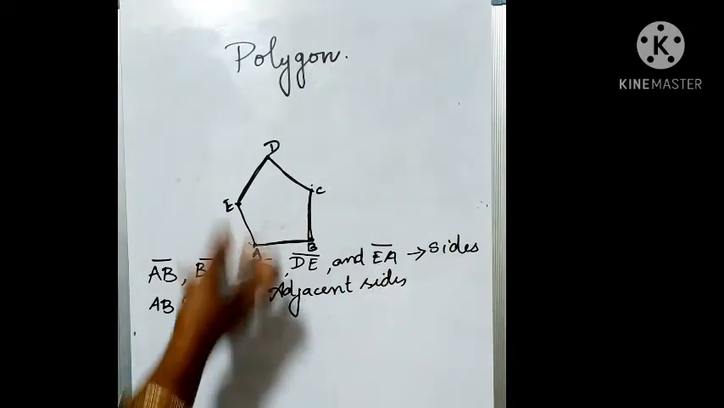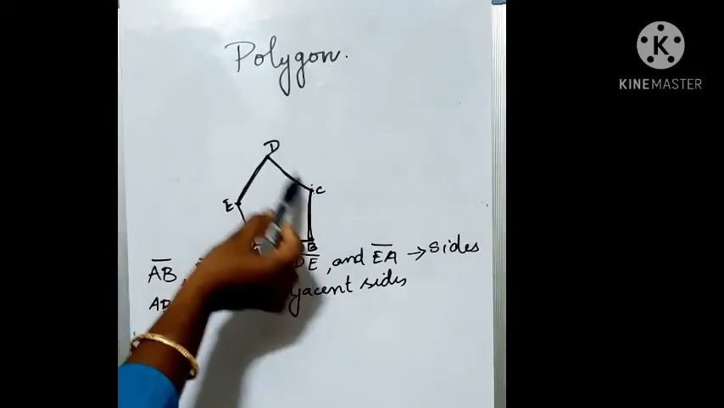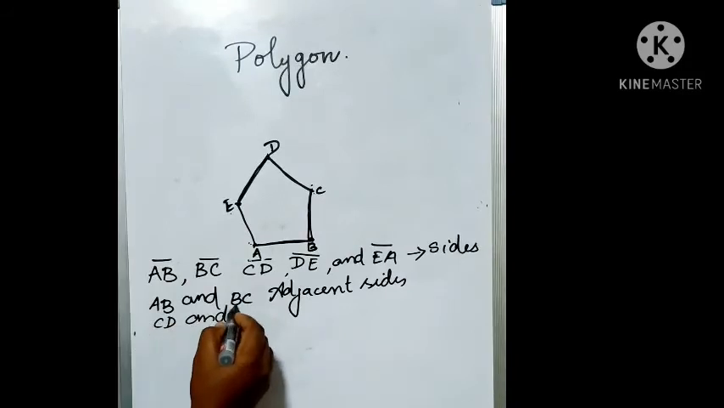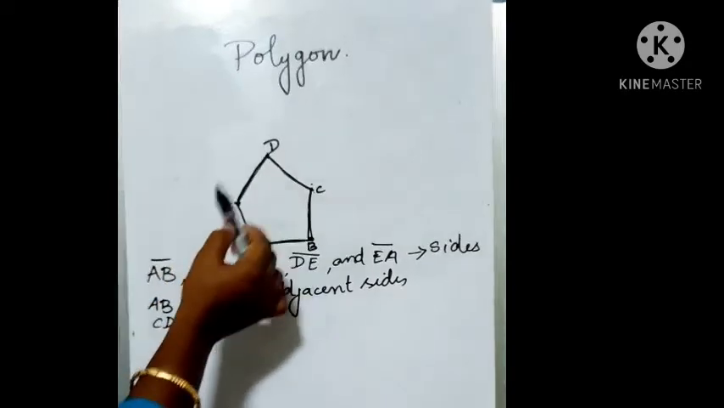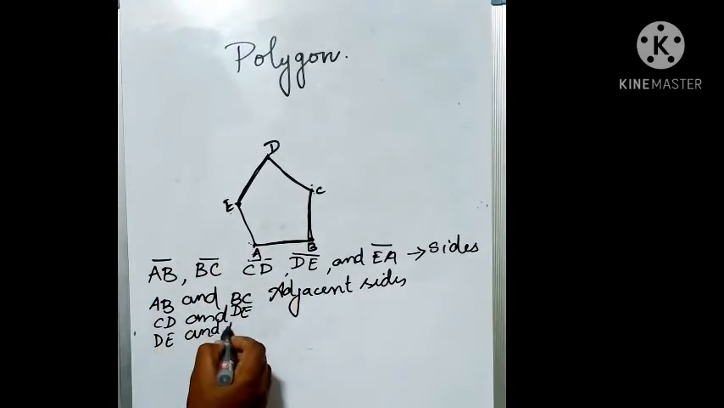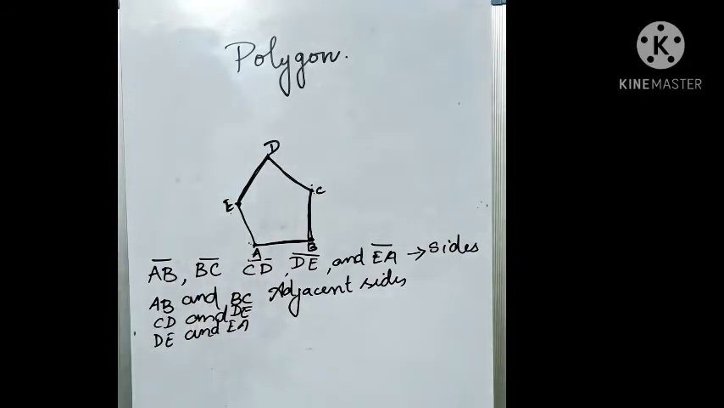Okay. Now I want the next pair. Can you say what will be the next? CD and DE. Isn't it? Yes. Next, DE and EA. These are all what? Adjacent sides. Is it clear?